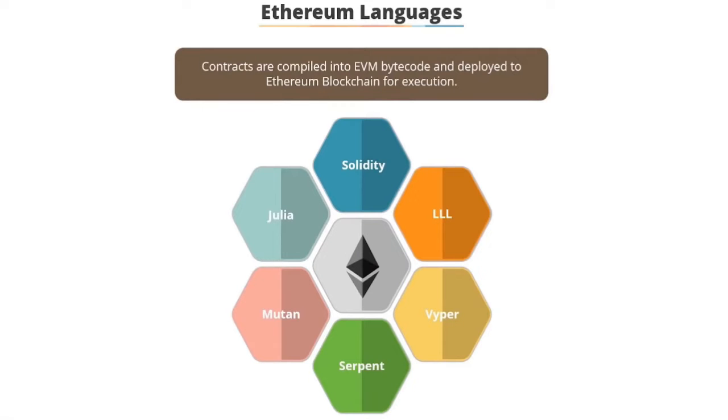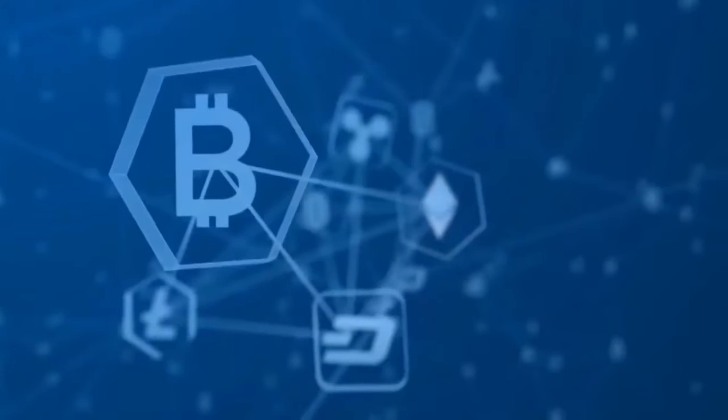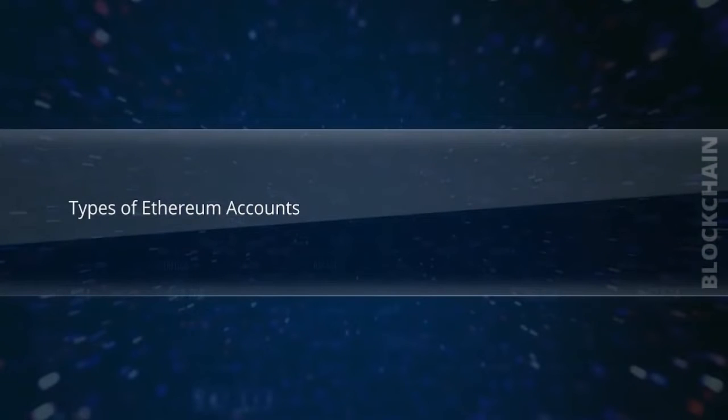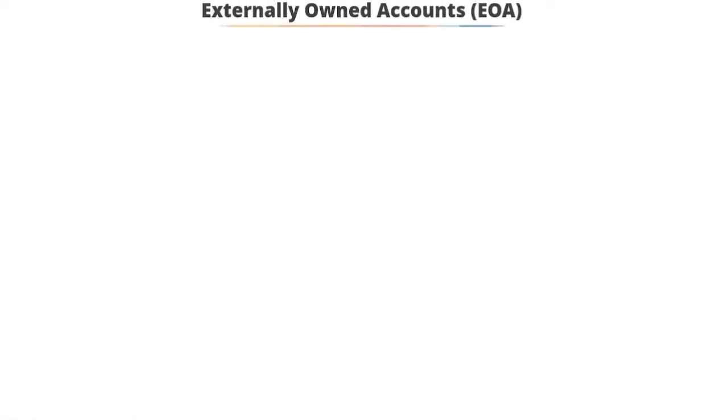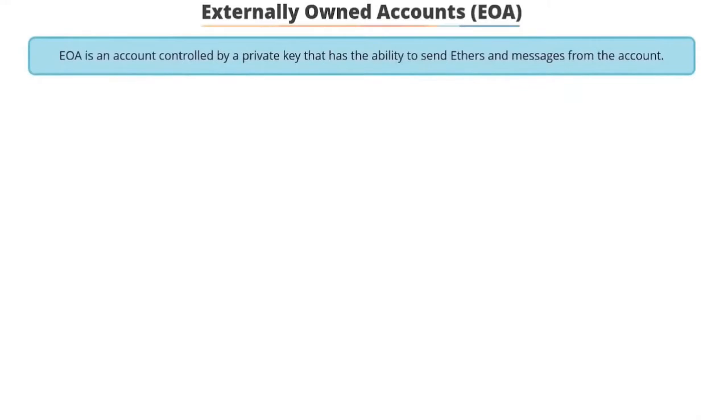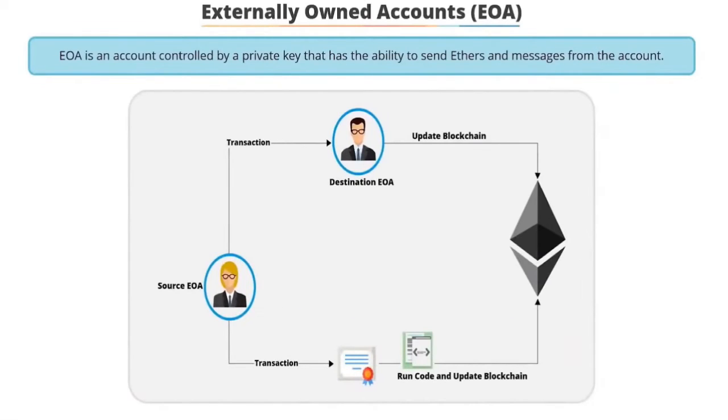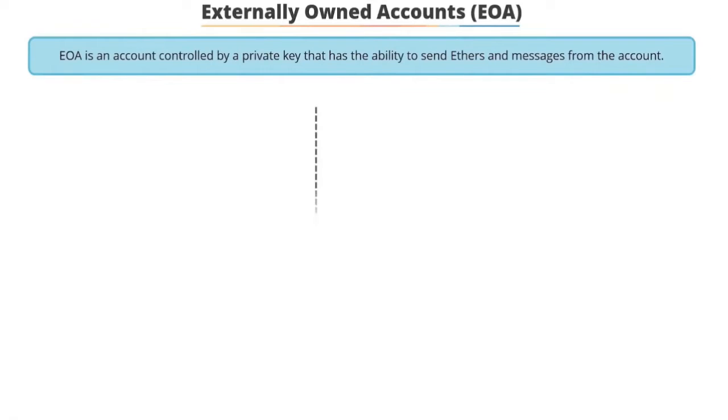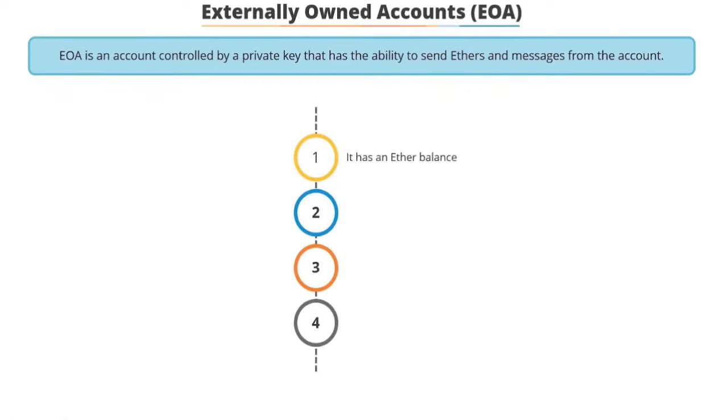Let me now tell you about the accounts handled by Ethereum. Types of Ethereum accounts. Externally owned accounts. An EOA is an account controlled by a private key that has the ability to send ethers and messages from it. Following are some of the properties of an externally owned account. Firstly, it has an ether balance. Secondly, it can send transactions. Thirdly, it is controlled by private keys. And fourthly, it has no associated code.